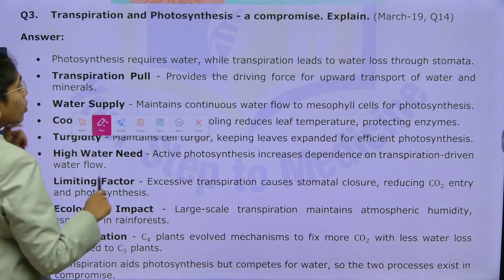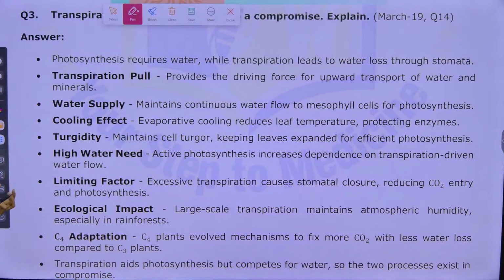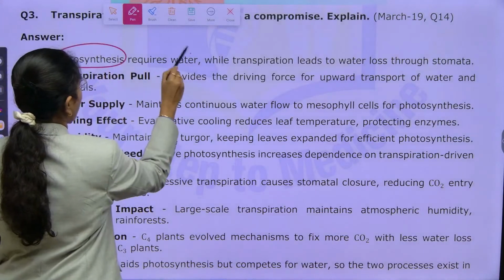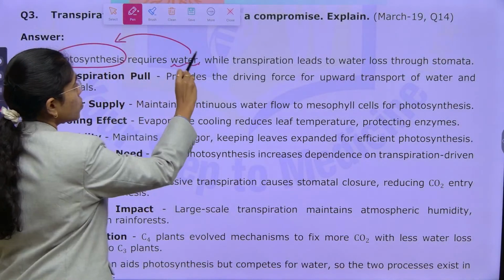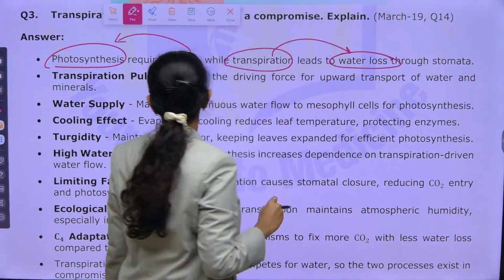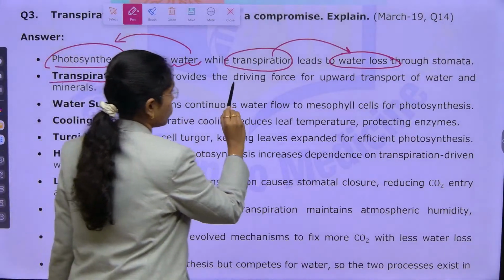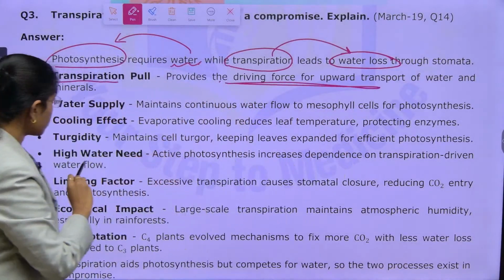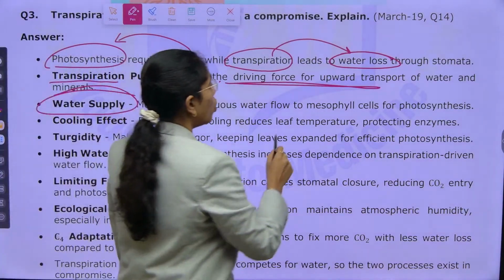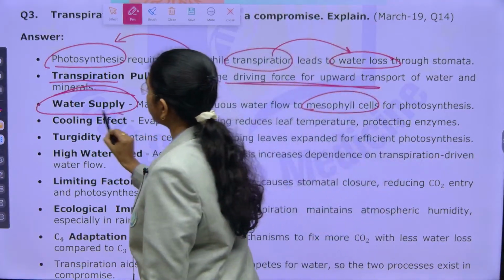For this you have to clearly explain that photosynthesis requires water, whereas transpiration leads to water loss through stomata. One of the raw materials for photosynthesis is water, but transpiration will lead to what? Water loss. That you have to mention. Transpiration pull will provide what? Driving force for upward movement of water. Water supply: it will maintain continuous water flow to mesophyll cells for photosynthesis.